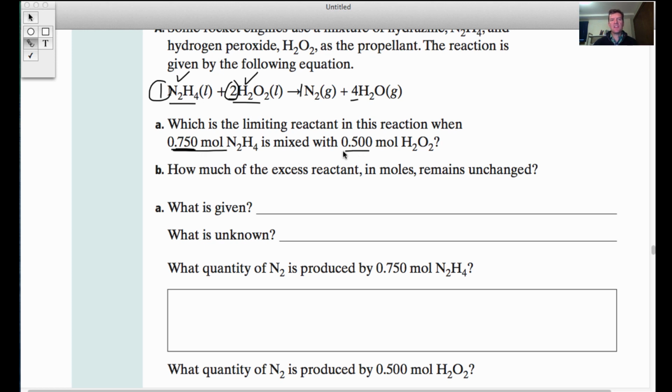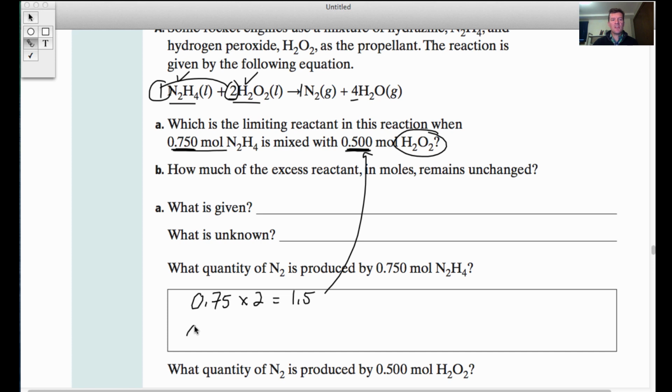Do I have twice that? No, I only have 0.5. 0.75 doubled is going to be 1.5, but I only got 0.5. So right away I know H2O2 is going to be the limiting reactant. Okay? Let me just say that again. 0.75 times 2 equals 1.5. Do I have 1.5? No, I don't have 1.5 of the H2O2.